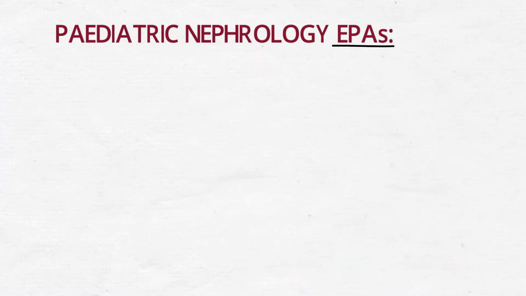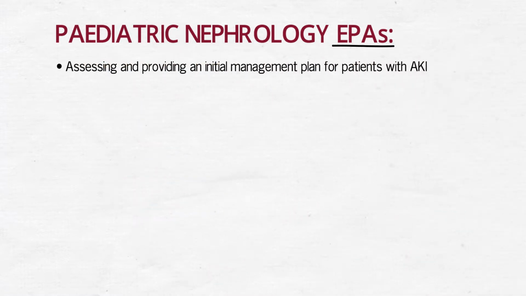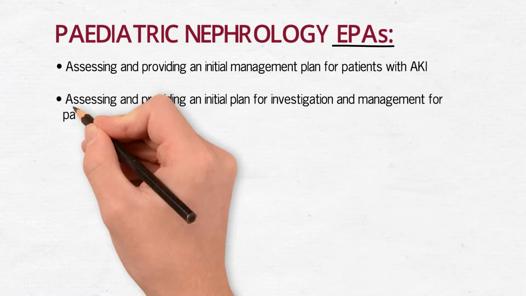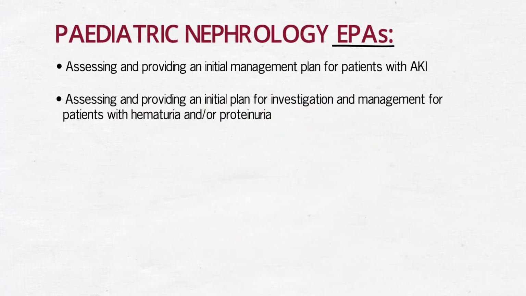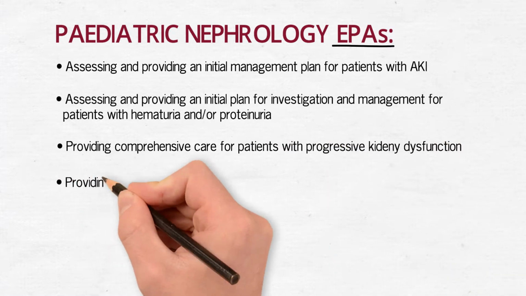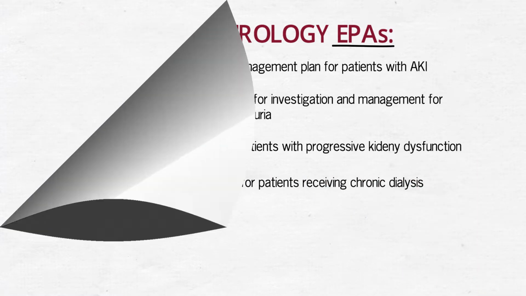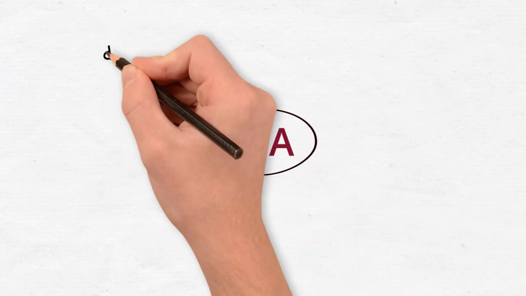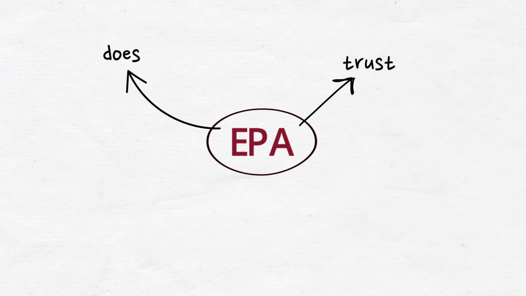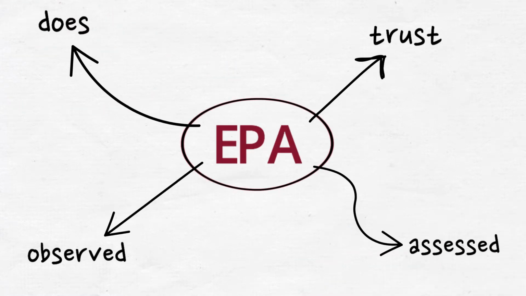These are some EPAs for pediatric nephrology: assessing and providing an initial management plan for patients with AKI; assessing and providing an initial plan for investigation and management for patients with hematuria and/or proteinuria; providing comprehensive care for patients with progressive kidney dysfunction; providing longitudinal management for patients receiving chronic dialysis. Each EPA is a unit of work and outlines something a pediatric nephrologist actually does. You could also imagine your resident being trusted to function independently for each of those activities, and so it's something on which a learner could both be observed and assessed.